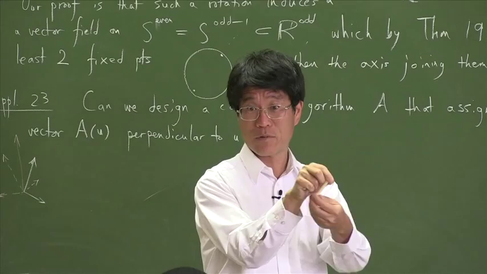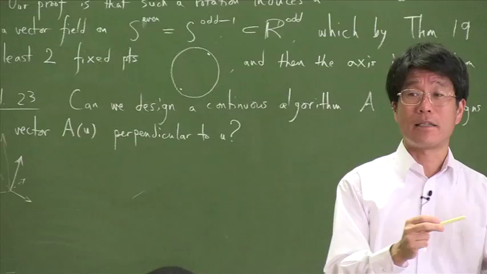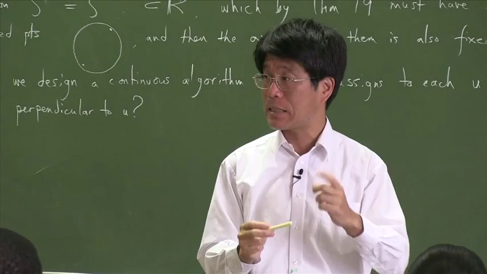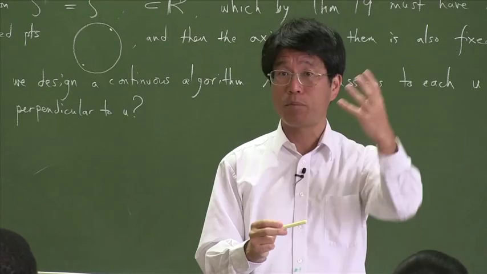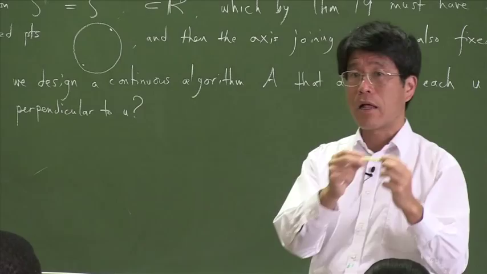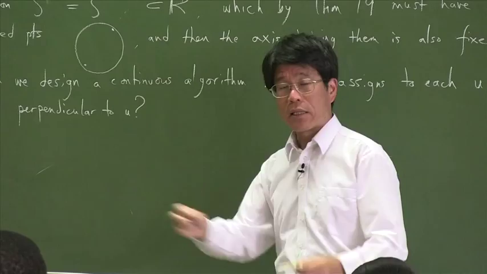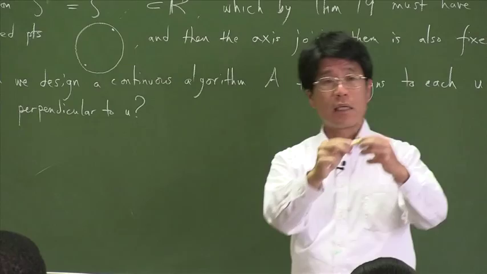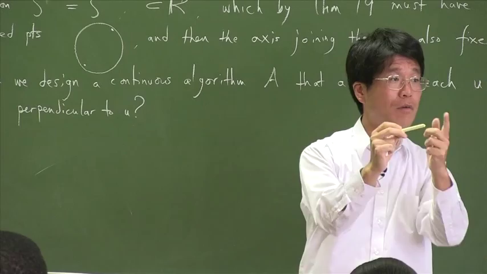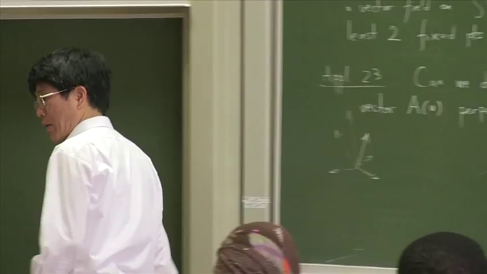You might say, well, rotate it in any direction. But that's not an algorithm. Algorithm means that the computer must be told exactly in which direction to rotate. Moreover, that algorithm must be continuous, which means that if I take a slightly different vector, the result must be slightly different from the original result, and so on. Is the position of the problem clear? Okay.